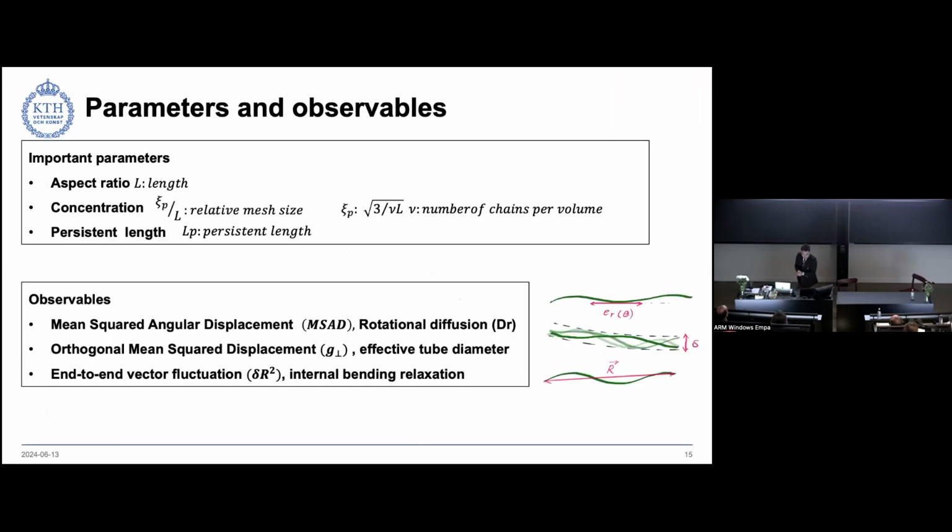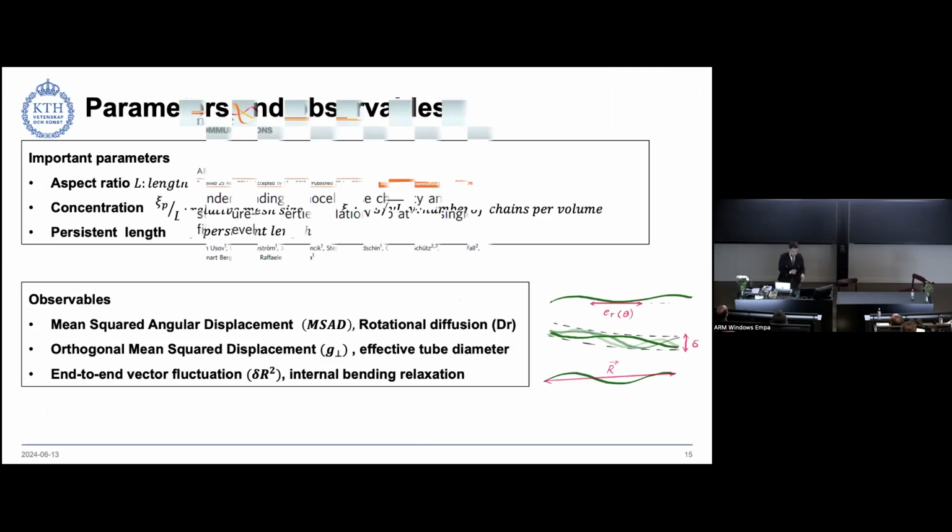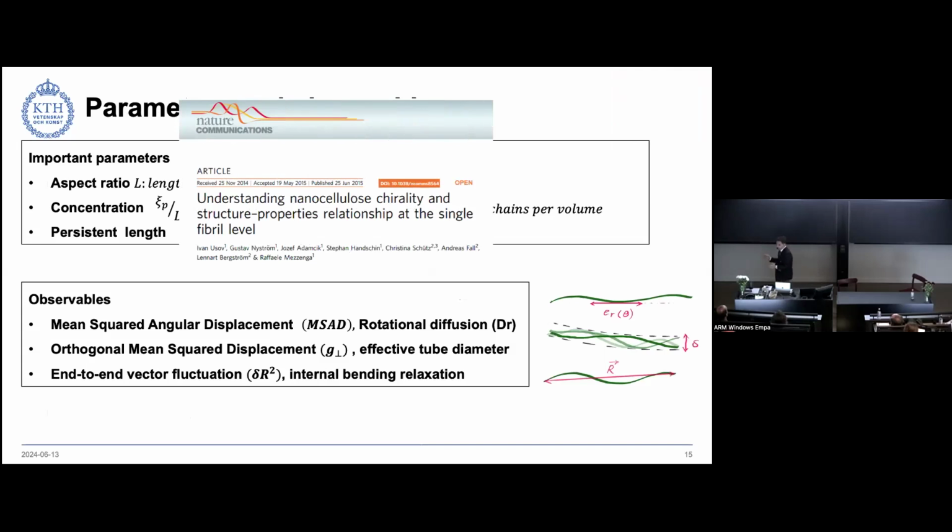So the parameters that we have are, of course, the aspect ratio, the concentration, which I have defined relative to the mesh size of the system, and of course, the persistence length. For this one, there are many articles in the literature, but we have used the one that established a system looking at cellulose from a polymer physics point of view, and they measured the persistence lengths considering the electrostatic interactions.